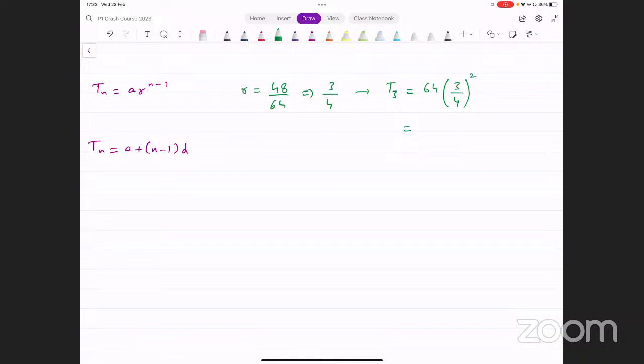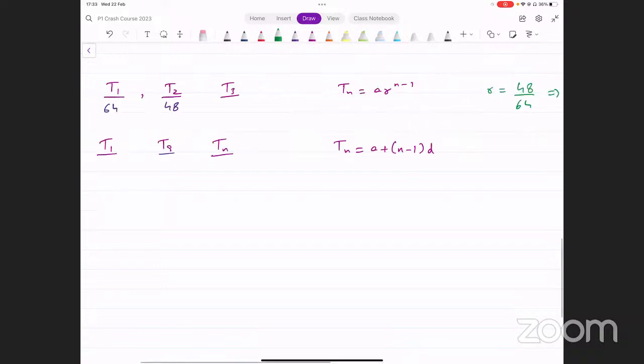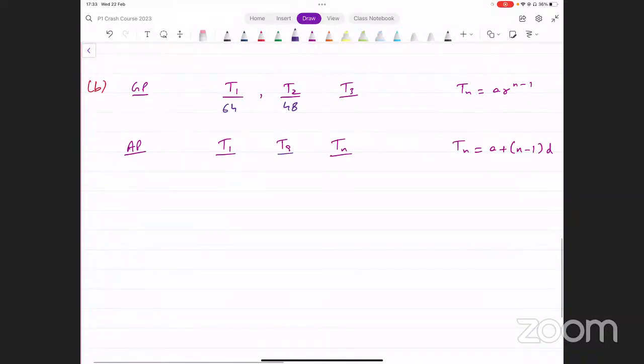Let's figure this out. 64 into 3 over 4 whole square. This turns out to be 36. So the third term of the GP therefore is 36. We know that. All right. Now we also know the first term and the ninth term of the AP. We know that the first term is supposed to be 64. The ninth term is supposed to be 48. The nth term is supposed to be 36.